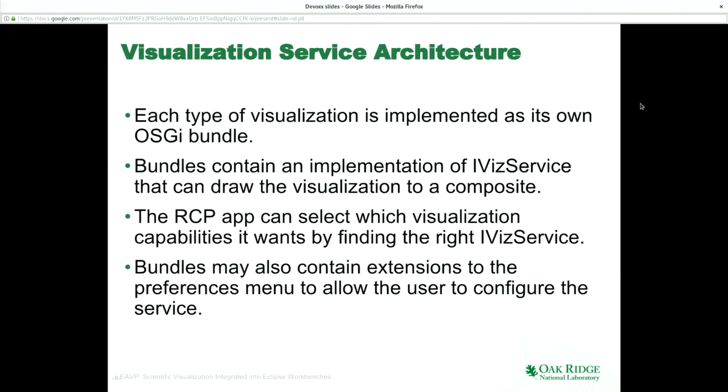So basically, every type of visualization that we offer is implemented as its own bundle within OSGi, or a hierarchy of bundles if you have more than one implementation of it. And each one contains an IVizService, which is an OSGi service that can be consumed. You can also use these via Eclipse extension points. And basically, the RCP app will select the visualization you want from within the ones offered by EAVP, and then we also have a way to configure it through the preferences menu if that's necessary.